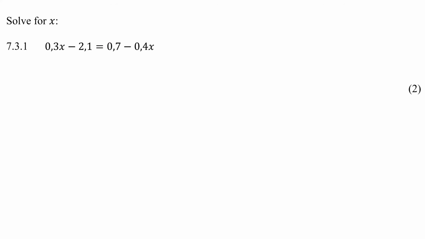Here they just want us to solve for x. So very simple. What we do is we just take all the x's to one side, all the numbers to the other side. So I'm going to take all the x's to the left. So I need to bring that one over. And then I'm going to take this number to that side. So we're going to have 0.3x plus 0.4x. Why plus? Because when I bring this one over, the sign changes. Okay? On the right hand side, we have 0.7, and then it's going to be plus 2.1, because this negative, when it goes to the other side, it becomes a positive.